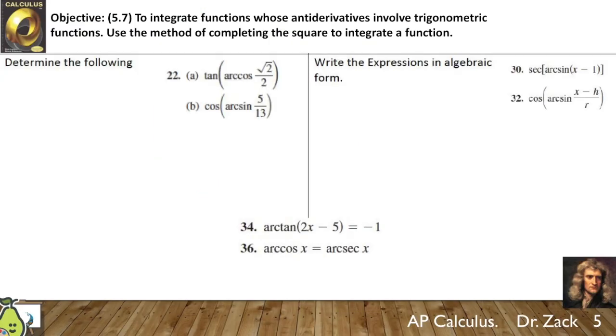All right, I have 6 questions that I want you to practice this algebraic manipulation on. Turn off the video, practice, and then check your answer.